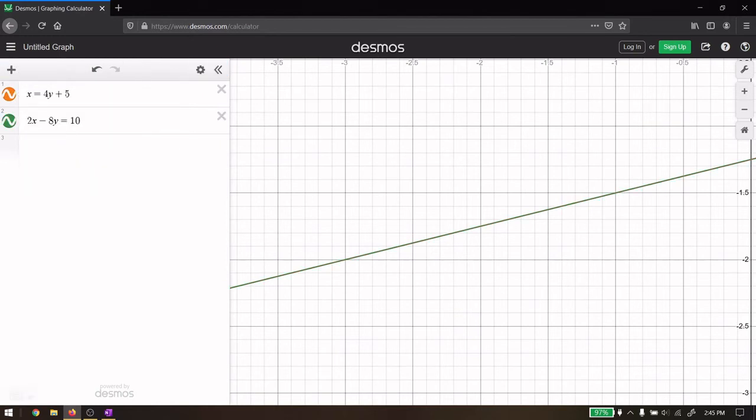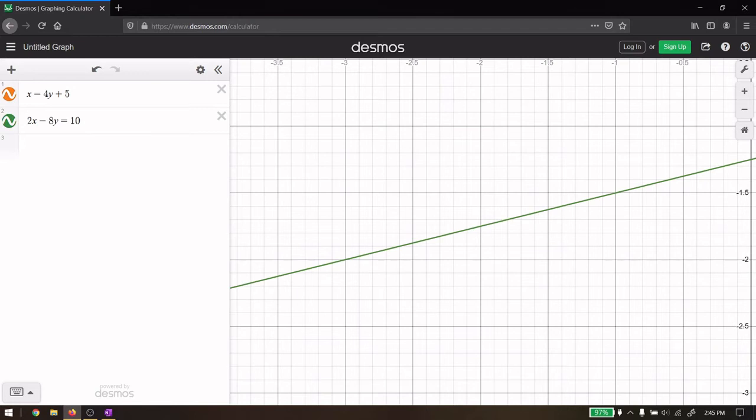Yeah, that's better. You can see that the two lines are the exact same line. And you can actually see that if you were to multiply this top equation, the orange one, by 2, you would get 2x equals 8y plus 10. And if you move the 8y to the left-hand side, you get 2x minus 8y equals 10. It's really the same equation, just changed by a multiple.